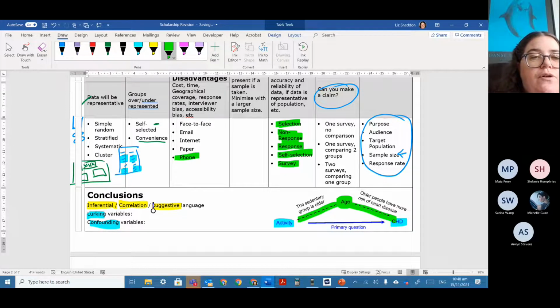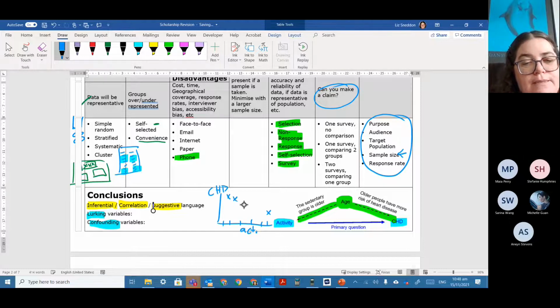So if I was to draw a graph of activity levels versus the risk of heart disease, I would expect to see as people with higher activity levels I would expect to have lower risk of heart disease, and people with high activity levels would have a high risk of heart disease.